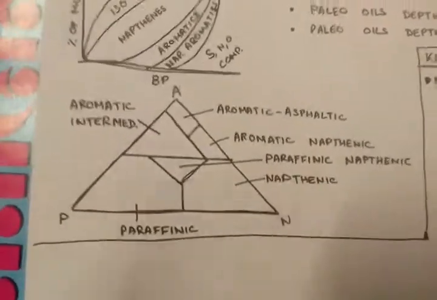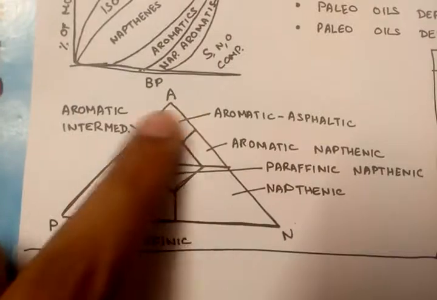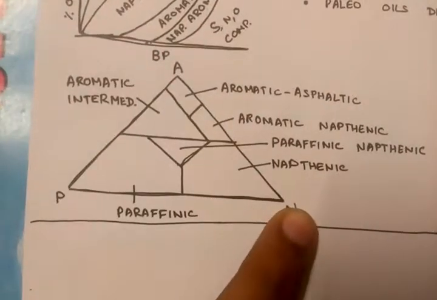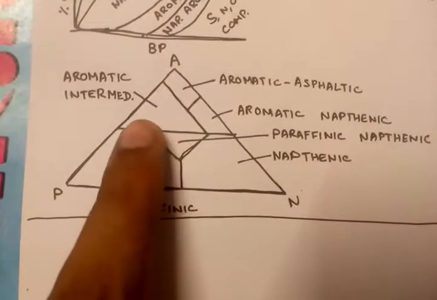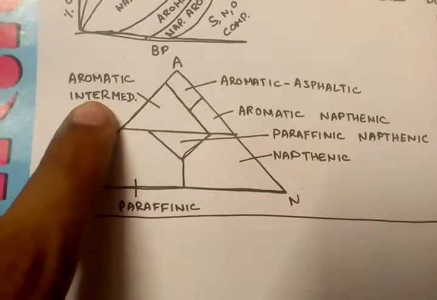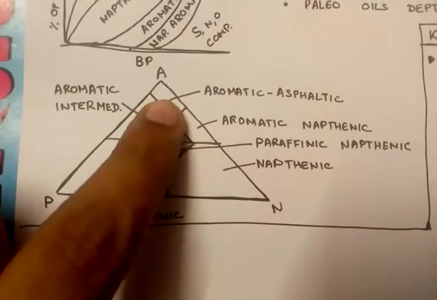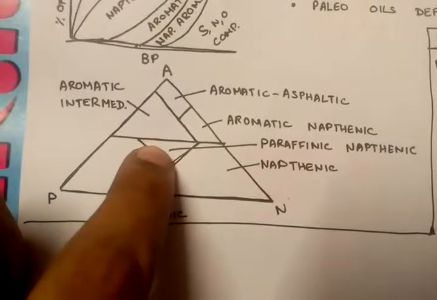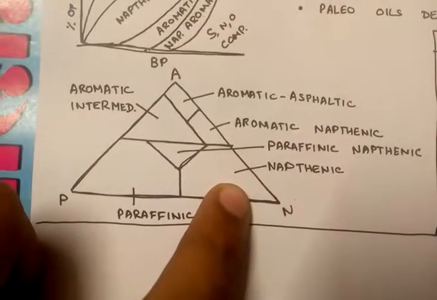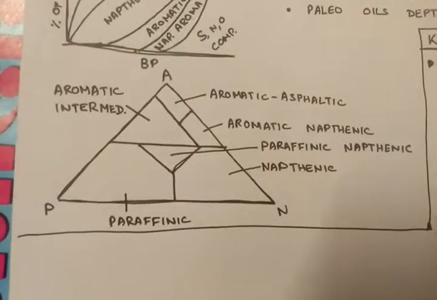To give a more understandable classification, we have the ternary plot. On the ternary plot, we have the aromatics, the paraffins, and the naphthenes. This section is the aromatic intermediates. On top we have the aromatic asphaltic oils, then there are aromatic naphthenic oils. The center is paraffinic naphthenic oils. Lower right is naphthenic oils, and left bottom is paraffinic oils.